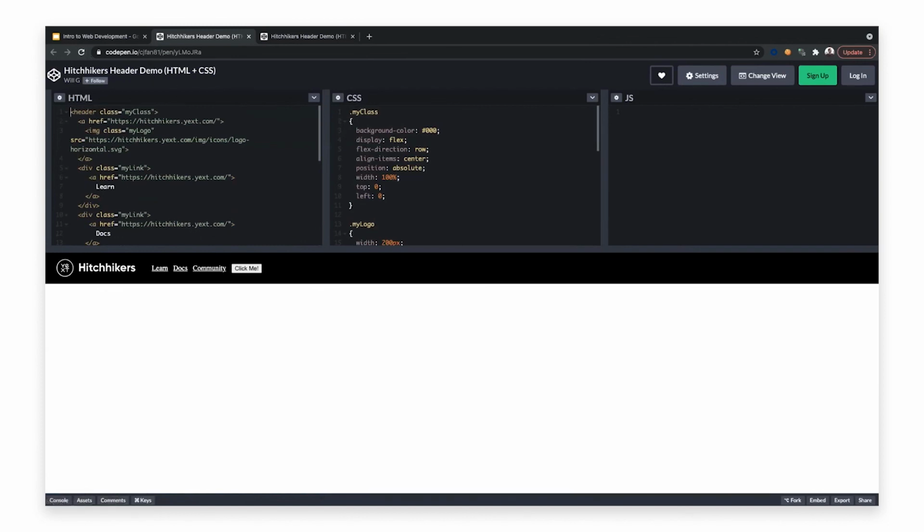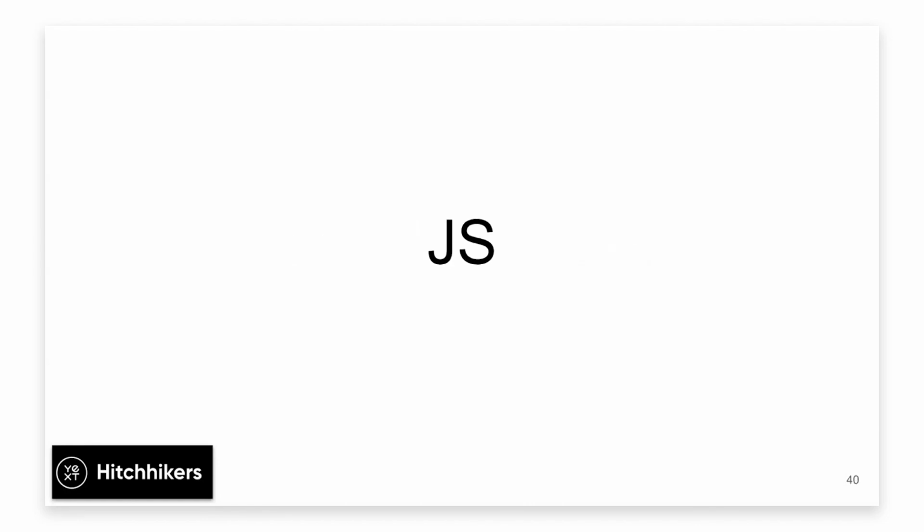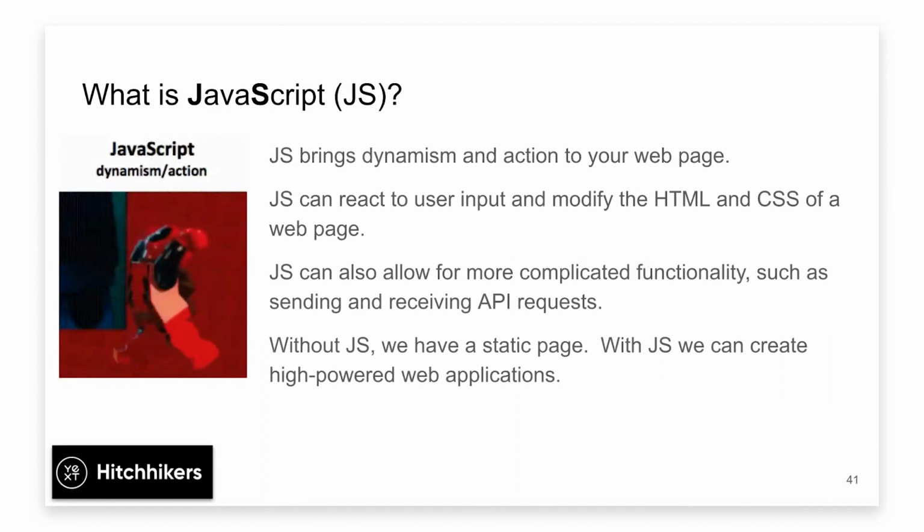Okay, so moving on to the final section of our presentation, which is the JS. That stands for JavaScript. And that's what actually brings that functionality, that dynamism and action to your web page. It can react to user input and modify the HTML and CSS of a web page. And it also allows for much more complicated functionality, such as sending and receiving API requests. Without it, we would have static pages, but with it, we can create high-powered web applications.